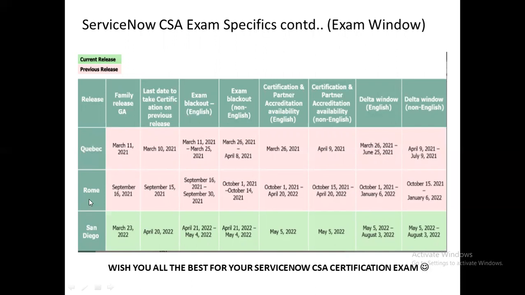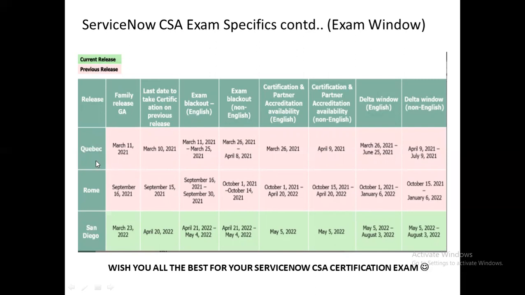Right now, as you know, we are on ServiceNow San Diego. Before that, we were in Rome, and before that, we were in Quebec, right? And what they've done is, everything which is the current release is marked in green, and everything which is a previous release is marked in pink, right? So how to read this particular table? This is very important, so understand this table, right?